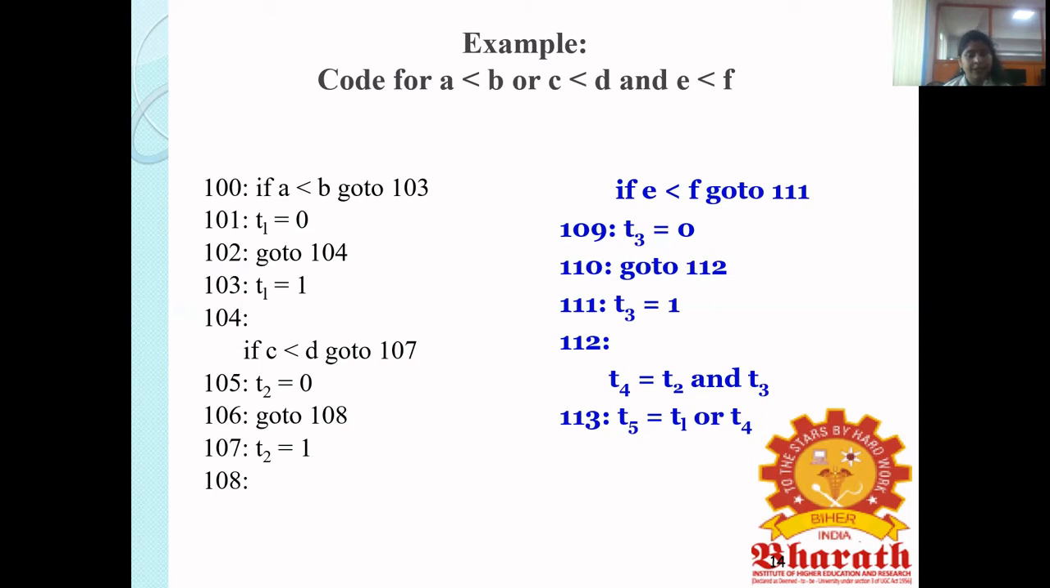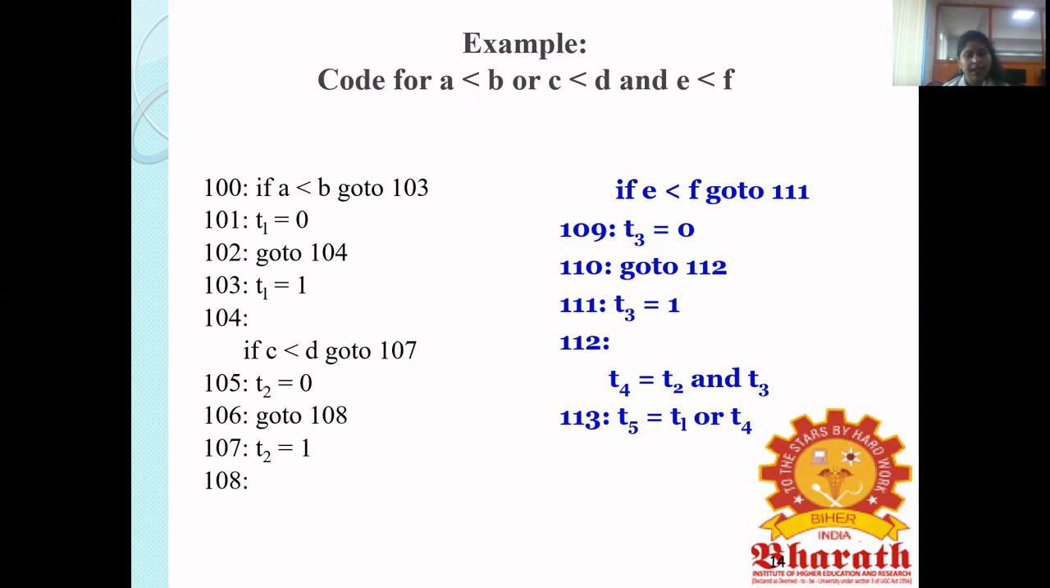If C less than D is not true, then it won't go to 107. It will directly come to 105 and assign the value 0 to T2, and then it will come to 108. In 108, the next expression is E less than F. If E less than F, then it will execute T3 is equal to 1. If not, then it will go to the 109 step and execute T3 is equal to 0, and then it will come to 112.